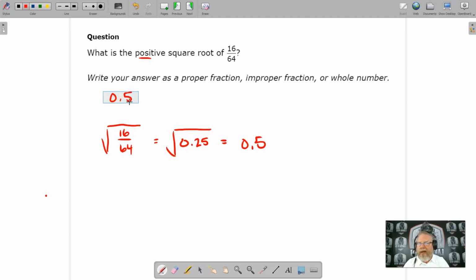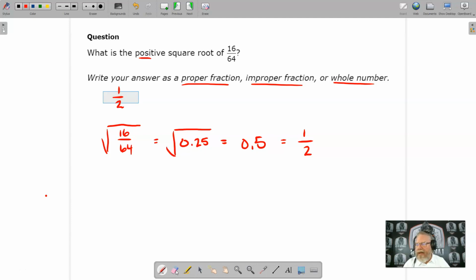We know it's a correct value, but is it in the proper form? Write your answer as a proper fraction, improper fraction, or a whole number. Does 0.5 fall into those categories? Indeed, it is none of these. It has to be a proper fraction, improper fraction, or indeed a whole number. So how do we do this? Well, if we note that 0.5 is a fraction, that's 1/2. So the answer is 1/2. So instead we change that to 1/2.